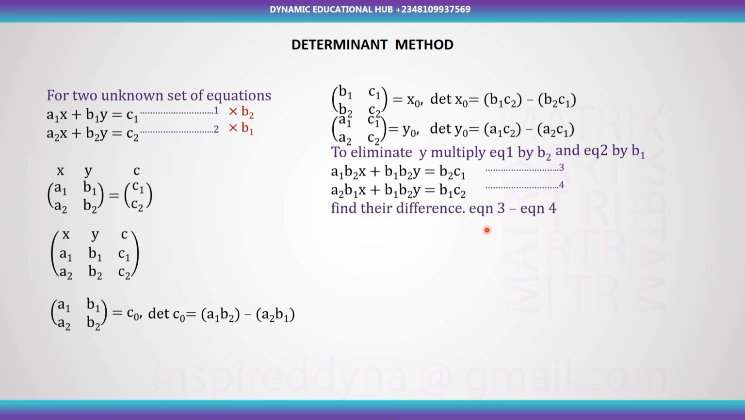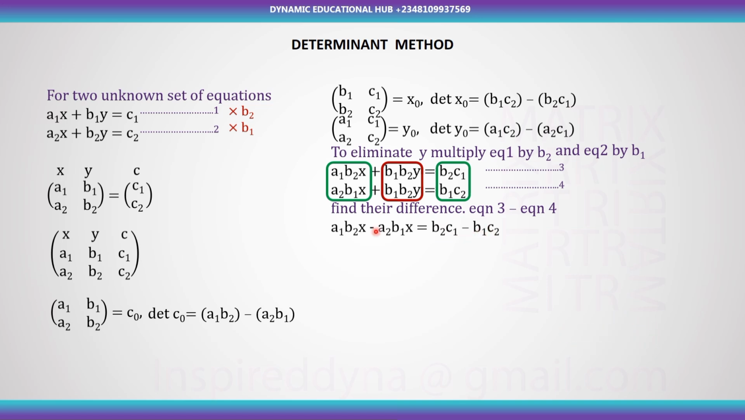Now finding the difference, we want to subtract equation 4 from equation 3. So equation 3 minus equation 4, and let's subtract them. For this one we have a1 b2x minus a2 b1x. The y terms, this minus this, leave us with 0, so we are not using them again. This equals this minus this, so that is b2 c1 minus b1 c2.